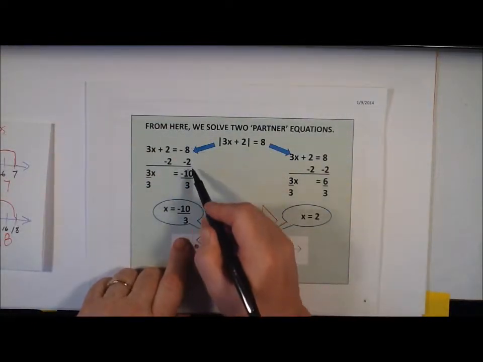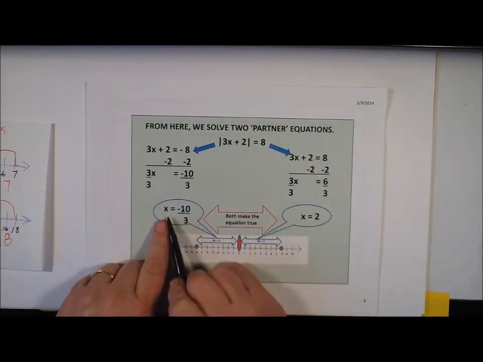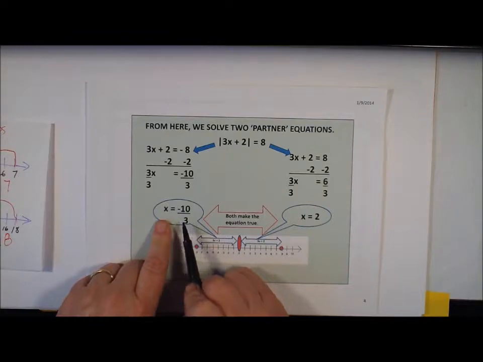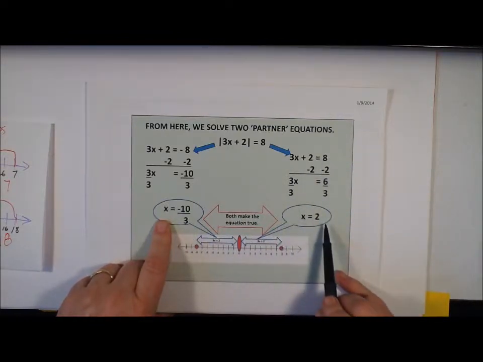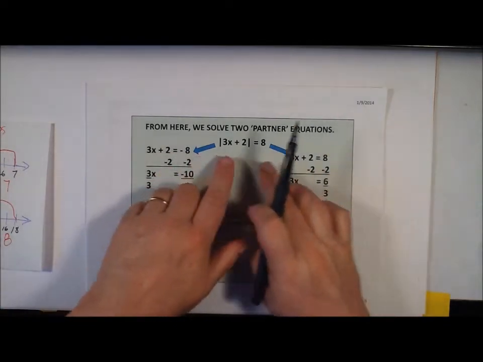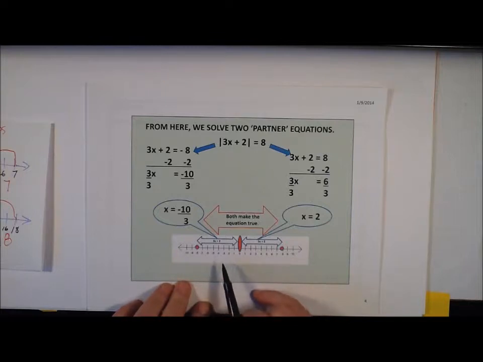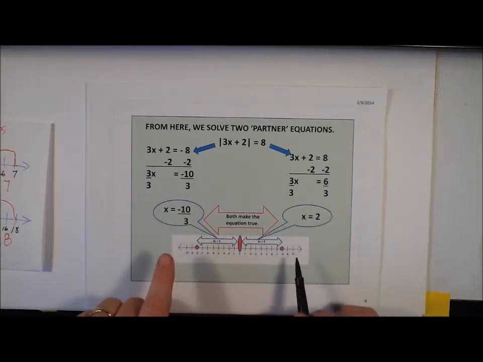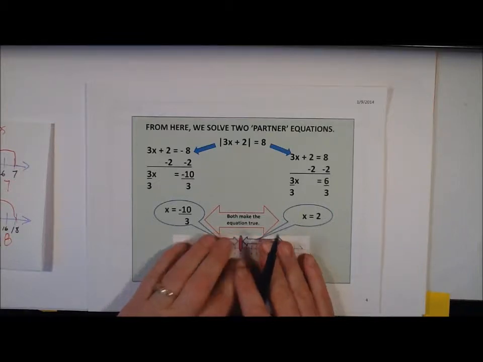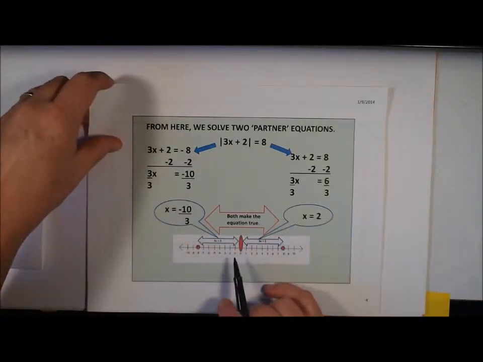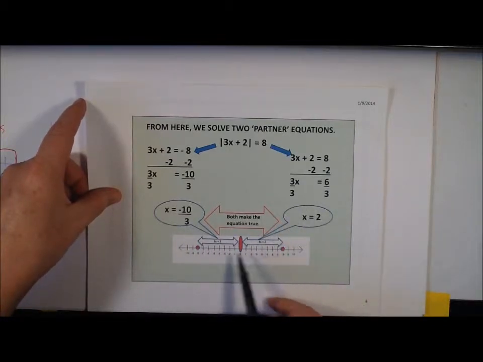So here I've solved algebraically, and I come up with, on this side, the answer x equals negative 10/3, and here x equals 2. Both of these results will make this true. And again, this is just my setup, this isn't the solution set for the equation on a number line. But I want you to think about that both of these results make this true.